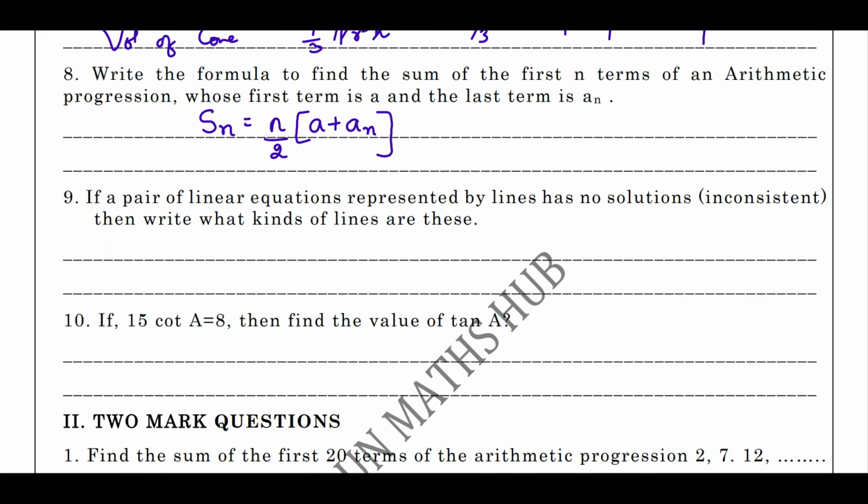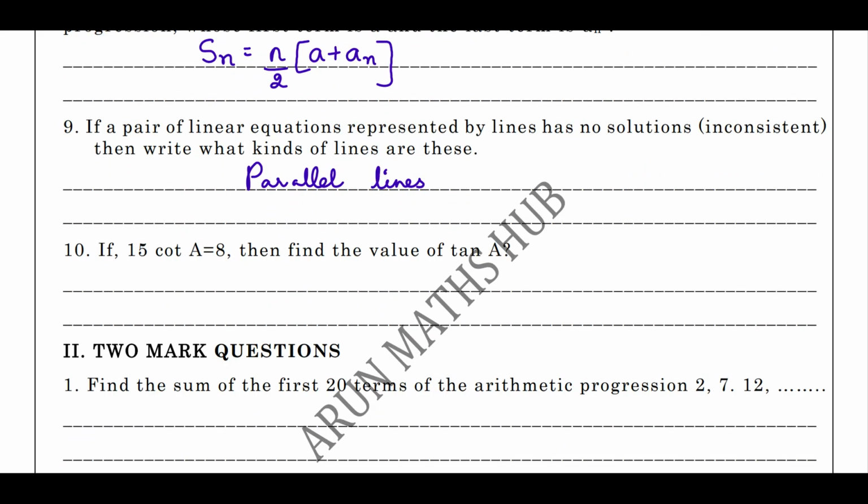Next question, if a pair of linear equations represented by the lines has no solution, then what kind of lines? These are parallel lines. Dear students, in the unit on a pair of linear equations in two variables, definitely 1 or 2 marks will be asked based on the table. Try to read the table properly and solve more questions on it. If they have a unique solution, they are intersecting lines. No solution, they are parallel lines. Infinitely many solutions, they are coincident lines.